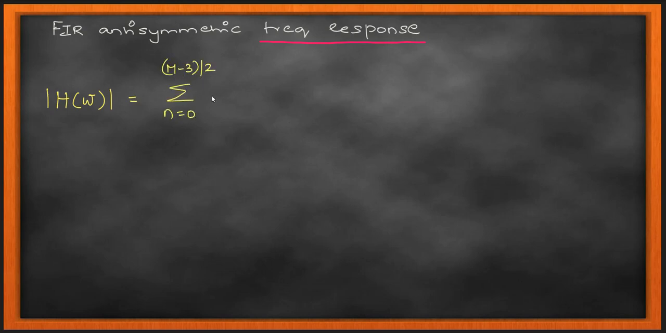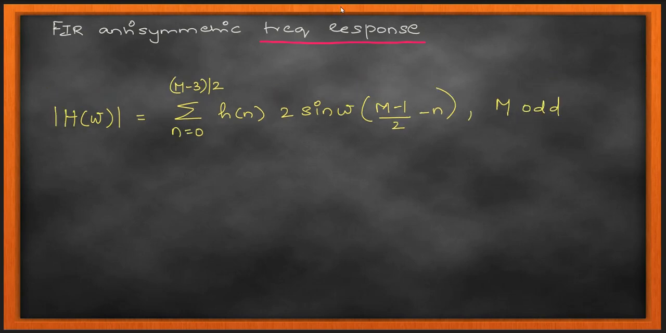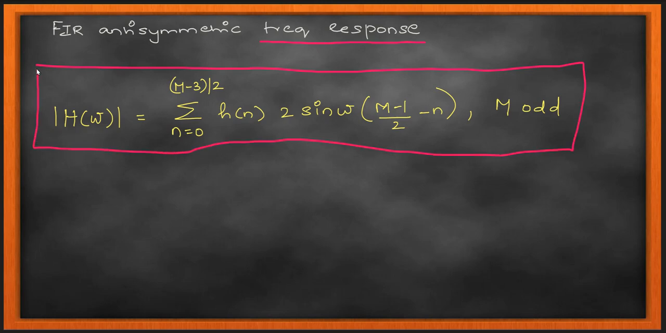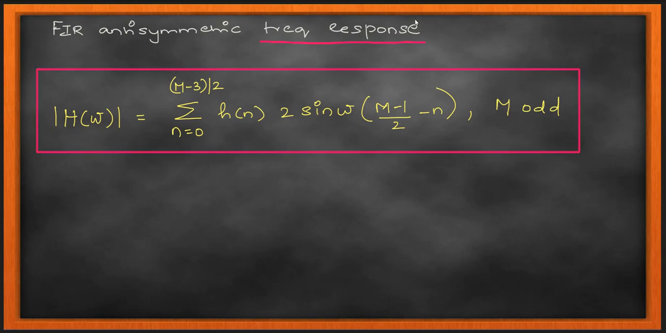So from this, I can write my magnitude response for m equal to odd as this, what we just derived. And then am I writing my m equal to even also here? Yes, I can write, because it is going to be the same. Yes, I'm doing it. It's summation from 0 to m by 2 minus 1 of h of n 2 sine omega into m minus 1 by 2 minus n. So that is for my m equal to even.